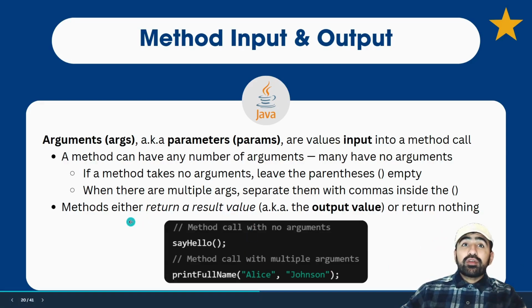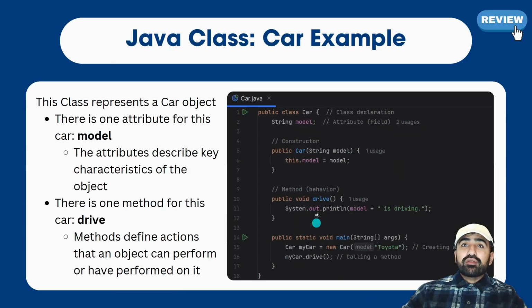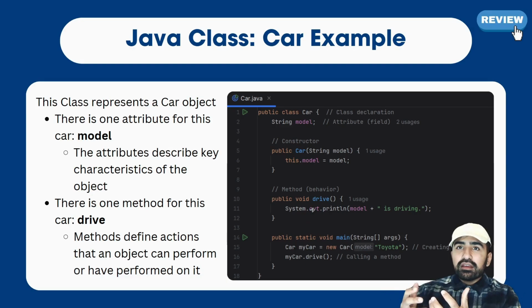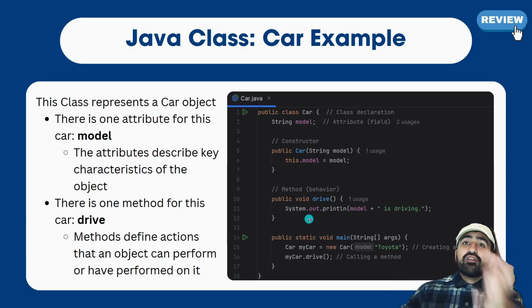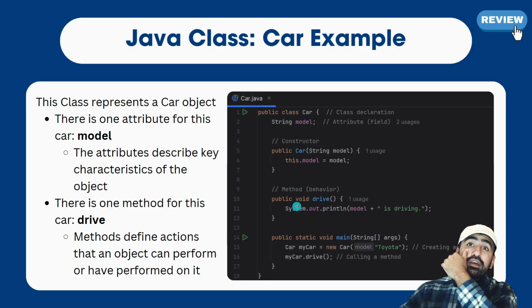Another important concept of a method, now that we're talking about input, is the output of the method. Whether or not they have input, there's two options for your method. It could either return a result value, we call this the output value, or it could return nothing. It depends on what the method is for. In the case of the drive method, I don't really need information coming out of that drive method. It's not calculating anything. So that drive method is perfectly fine having no output. In fact, that's what this void does. We're going to go into more detail about the void later on, but just know this drive method returns nothing.